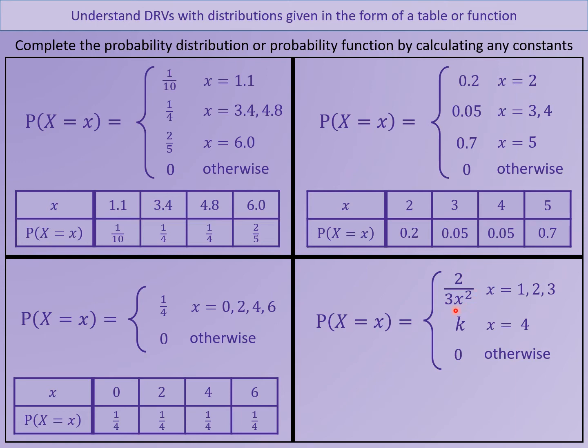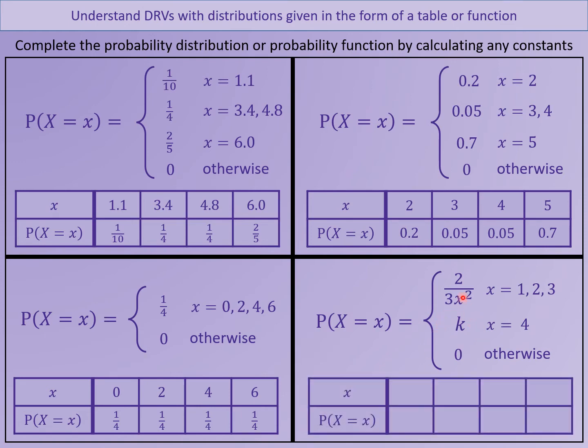2 over 27. We then know that there is a probability k when x is 4. So we need to add up the 3 probabilities we just found, for 1, 2, and 3, and whatever is left to make 1, that will be the value of k. We can then put these values into a table.